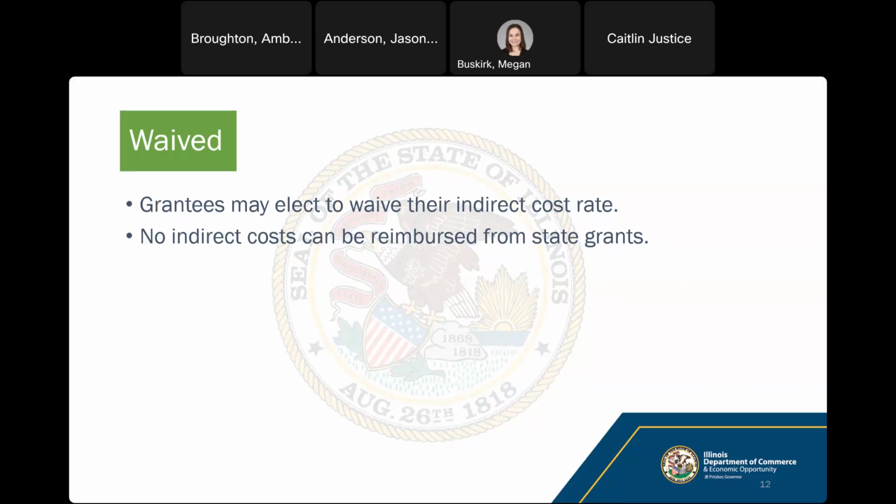This no rate option certifies to all state of Illinois agencies that the grantee will not seek indirect cost reimbursement for any state of Illinois award. Grantees that administer programs that are exempt from 2 CFR 200 subpart E cost principles may elect this option.